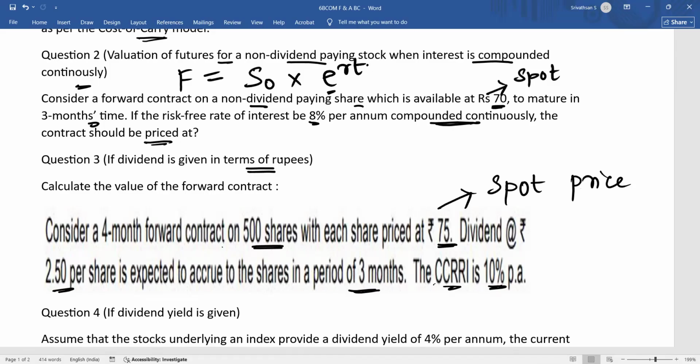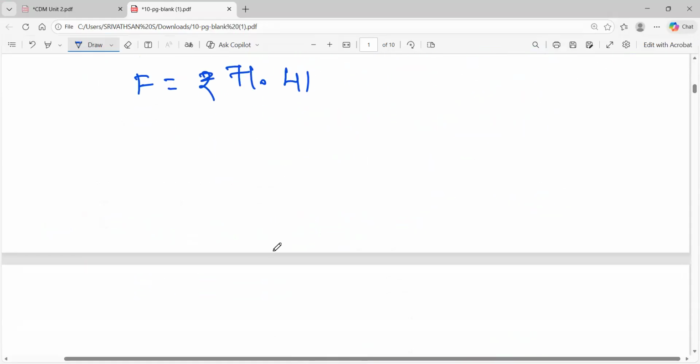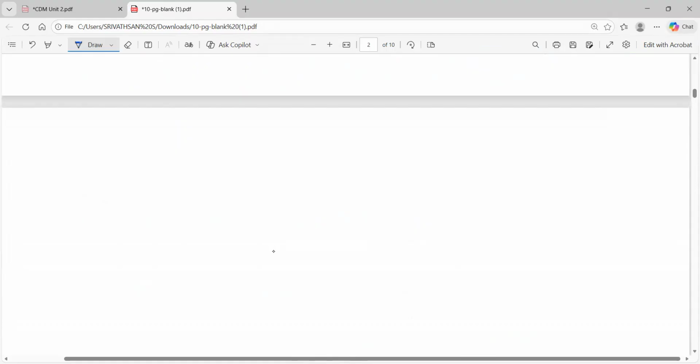Now, what are we supposed to do? We are supposed to calculate the forward price or future price. If dividend is given in terms of rupees, what is the formula for calculating the future price? Write it down. Future price is equal to, future is a contract whose value is derived from the spot.